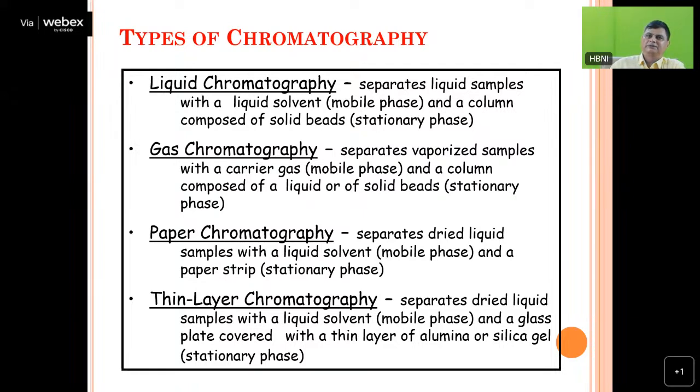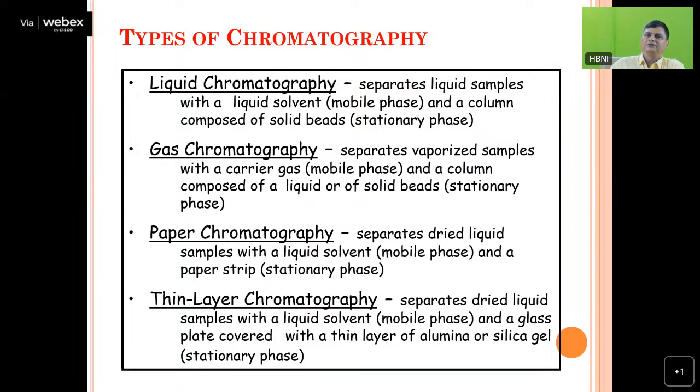Gas chromatography: separate a vaporized sample with a carrier gas. The carrier gas is the mobile phase, and a column composed of a liquid or of a solid bead is termed the stationary phase here. Because sometimes, as I told you, that liquid will hold on the stationary phase.